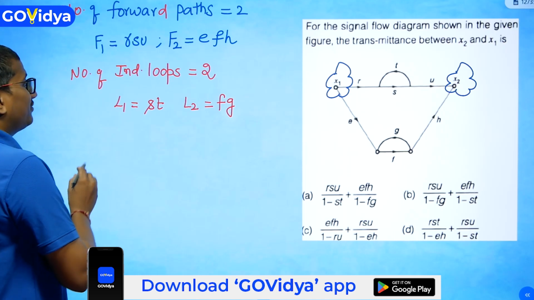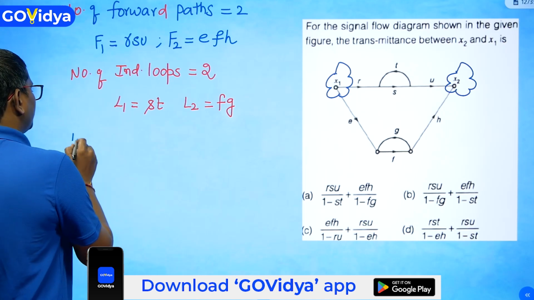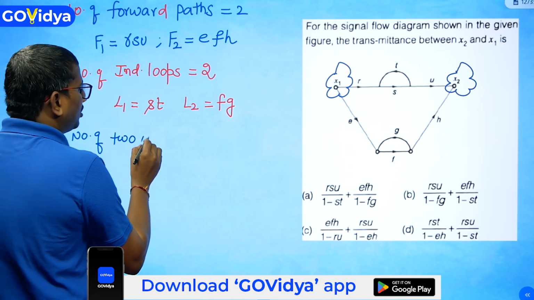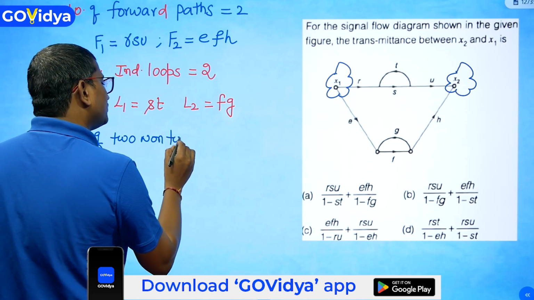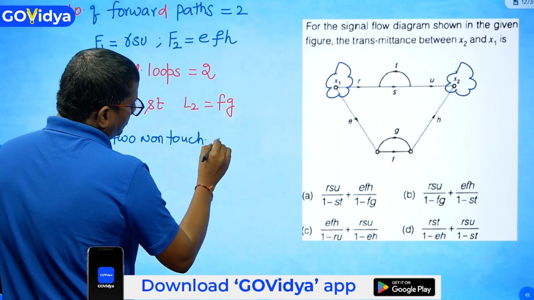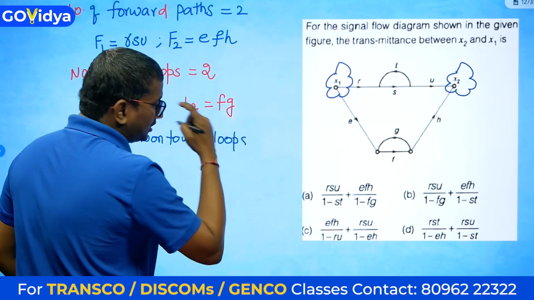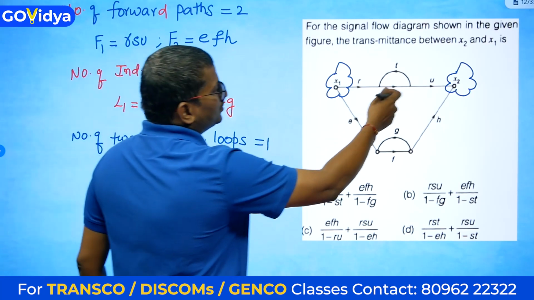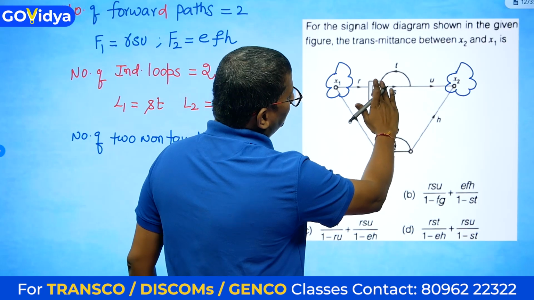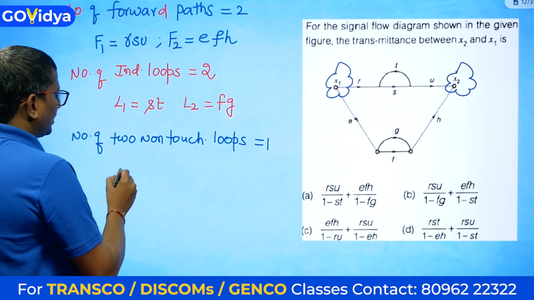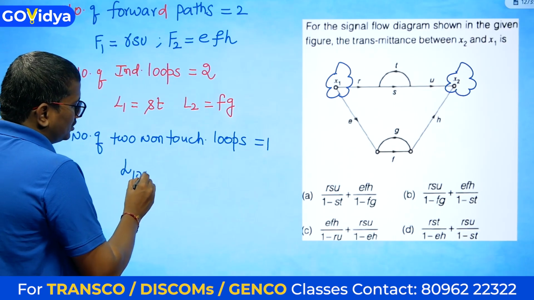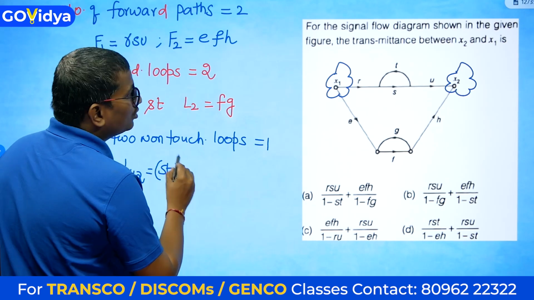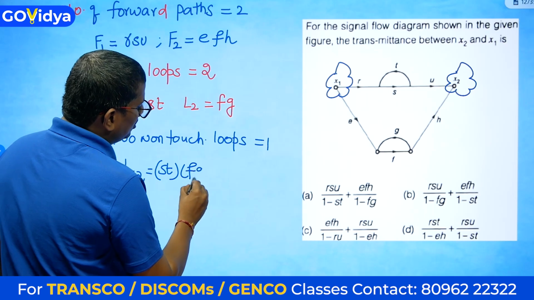Yeah. So similarly, the number of two non-touching loops, which are nothing but pairs of two non-touching loops. How many are there? Only one. See, this is one loop and this is another loop. Both are not touching, right? So what is its gain? L12 equals how much? ST into FG.